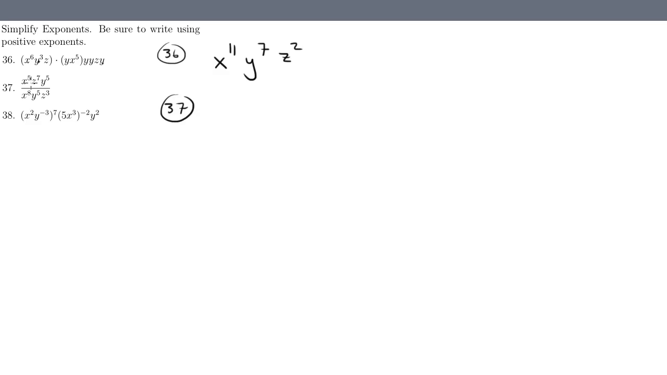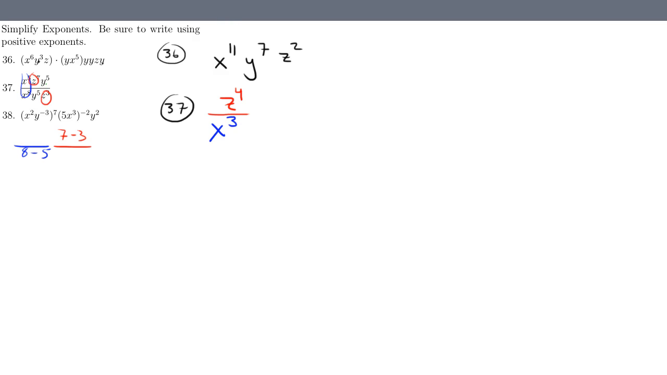37. For the x's, I'm going to do 8 minus 5, and it's going to be down below. So that's x cubed. For the z's, we're going to do 7 minus 3, and it's up above. So that's going to be z to the 4th. And then for the y's, 5 over 5. 5 minus 5 is 0, so there's no factors of y in there. So it's z to the 4th divided by x cubed.